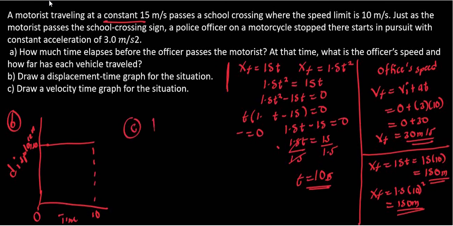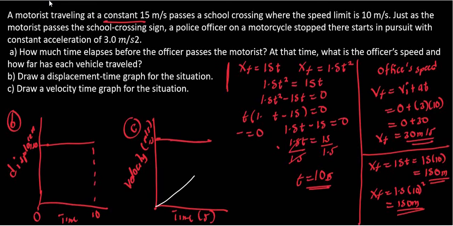How about C? The velocity time graph. In this situation, these two people: the motorist was just moving at 15 meters per second, so put 15 meters per second there, constant like that. But the police officer started from rest and managed to catch the motorist. So this is the motorist.